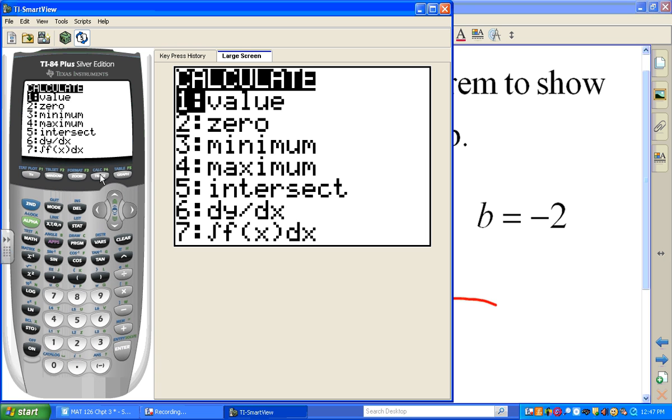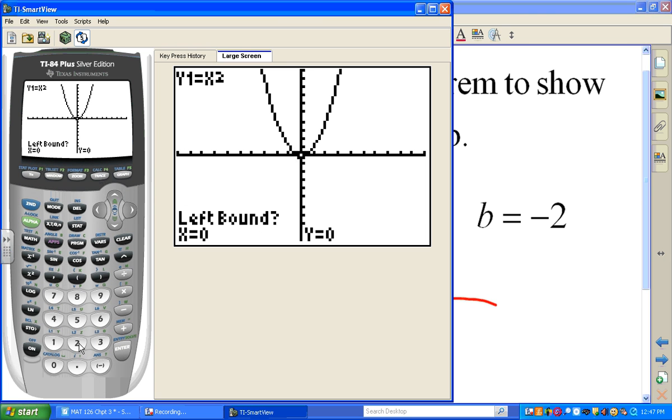Second, calculate 0. Give me a number on the left side of 0. -1. Give me a number on the right side of 0. 1. I want to second calculate 0. I know the answer is 0. I just want validation from the calculator because I'm having a bad day. Okay? So the right bound is 1. Enter. What's my guess? 0. This one says 0. That's amazing.